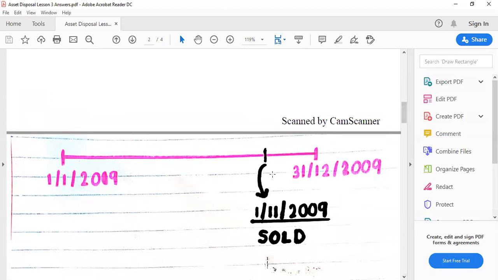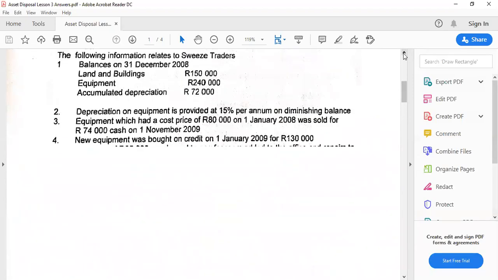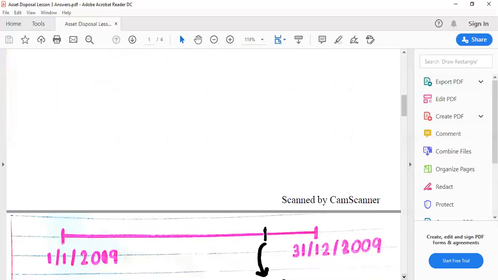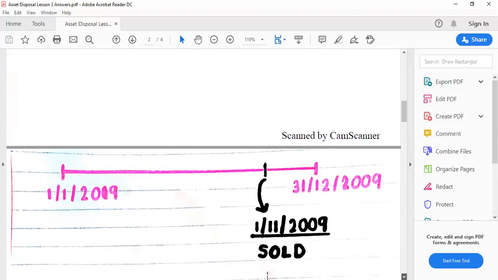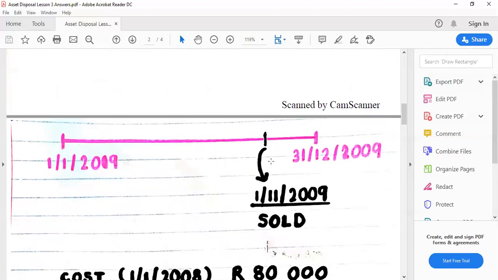And there is a point here which I've drawn on the timeline, which is the 1st of November 2009. And this is here from the scenario. This 1st November 2009 was when the sale happened. So it happened 10 months into the financial year. Okay, the sale of the asset, that's when it happened.